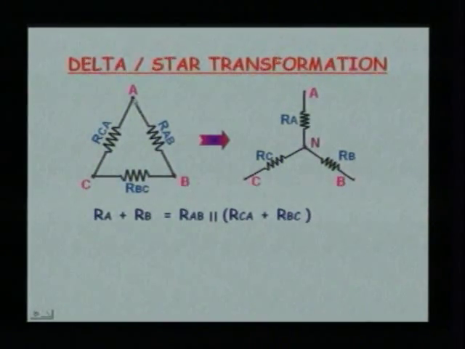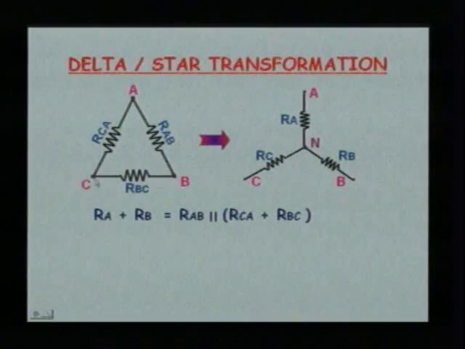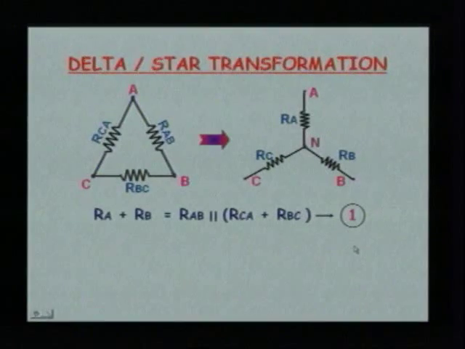If you look at the delta configuration, across A and B terminal we have got RAB as well as we have got RCA and RBC, these two are connected in series. This terminal is kept open, that is there is no connection. So, these two come in series, which is represented by RCA plus RBC, this combination is in parallel with RAB. So, we have got RA plus RB is equal to RAB in parallel with RCA plus RBC. Likewise, we can write down for the other parts. Let us indicate this one with one equation.